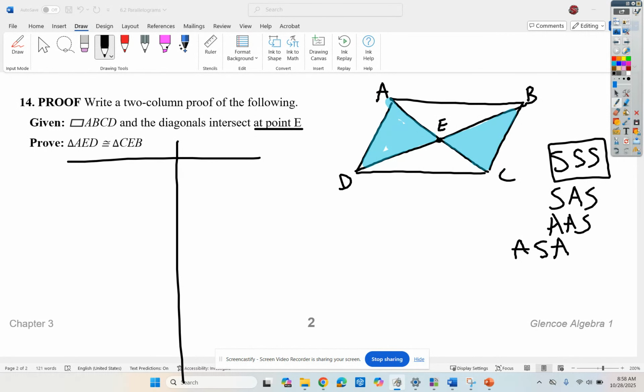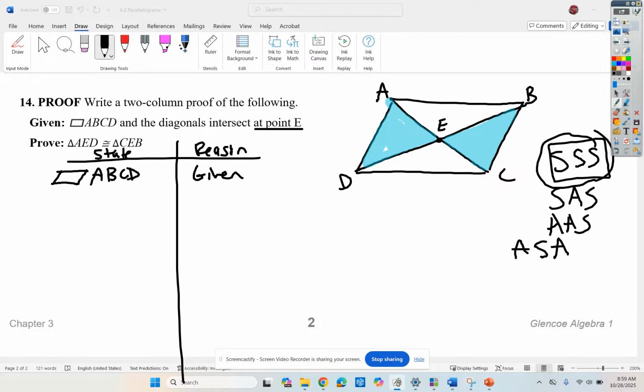Do two columns. You have statements on the left. The given information was just the fact that they told us ABCD is a parallelogram. Usually, if they gave you the fact that it's a parallelogram, you can write the definition of a parallelogram and what that means. And what that means is that you have opposite sides that are parallel. I don't really want to prove the angles in this case because I'm using side. So I don't have to write that.